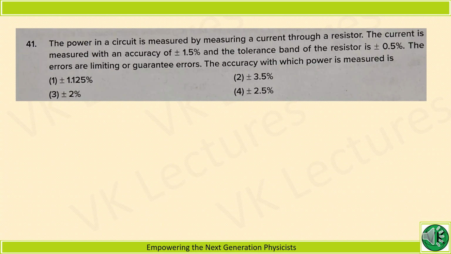The power in a circuit is measured by measuring the current through a resistor. The current is measured with an accuracy of plus or minus 1.5% and the tolerance band of the resistor is plus or minus 0.5%. The errors are limiting or guarantee errors. The accuracy with which power is measured, the answer is plus or minus 3.5%.